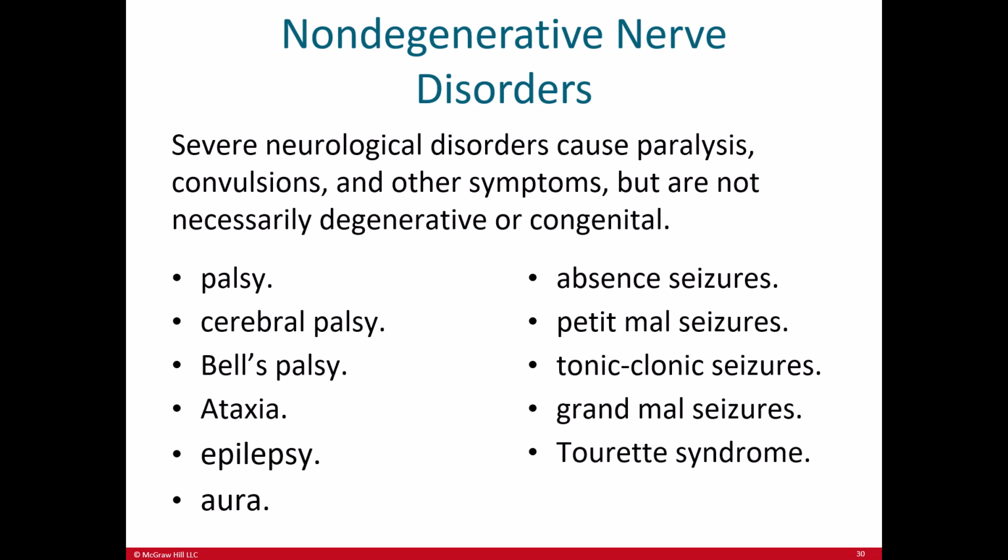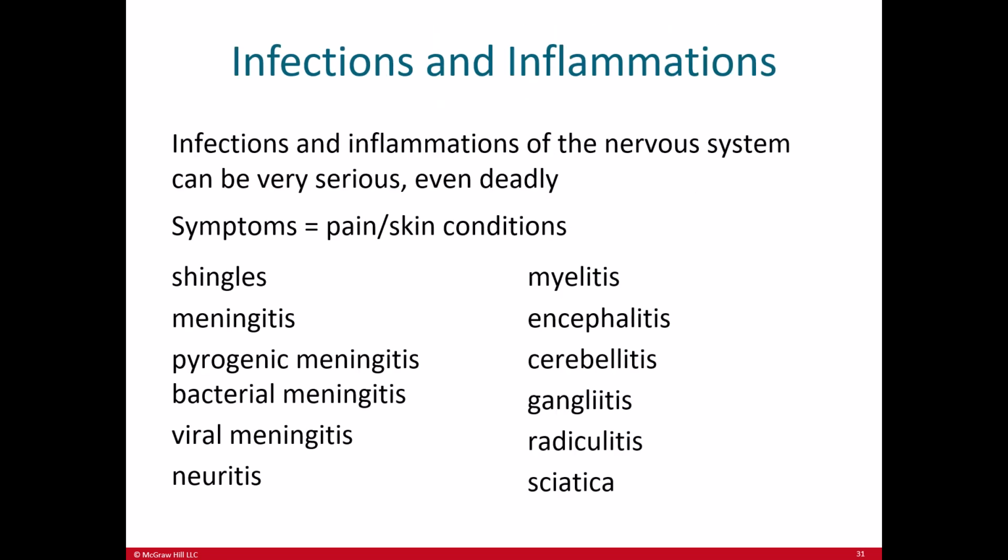So severe neurological disorders cause paralysis, convulsions, and other symptoms, but are not necessarily degenerative or congenital. These include palsy, cerebral palsy, Bell's palsy, ataxia, epilepsy, aura, absent seizures, petit mal seizures, tonic-clonic seizures, grand mal seizures, and Tourette syndrome.